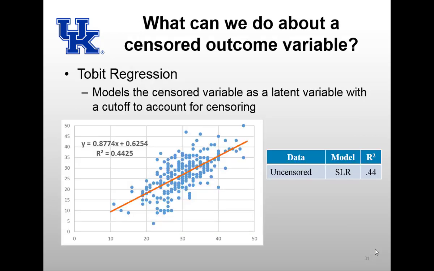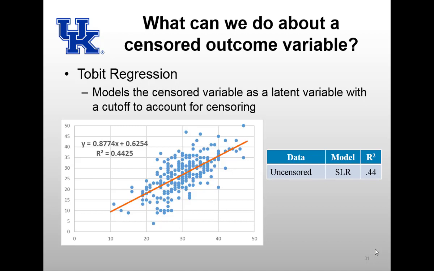So the question is, what can we do about that? Is there a way to handle censoring in our regression analysis? And the answer is yes. We can use something called Tobit regression. I've created some simulated data here to illustrate the problem of censored data on regression.